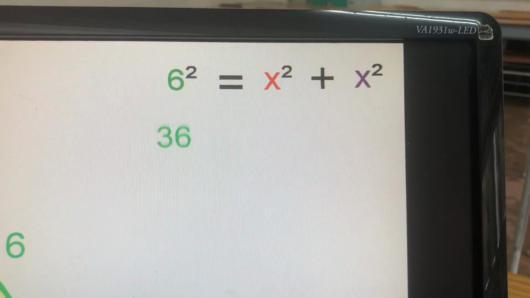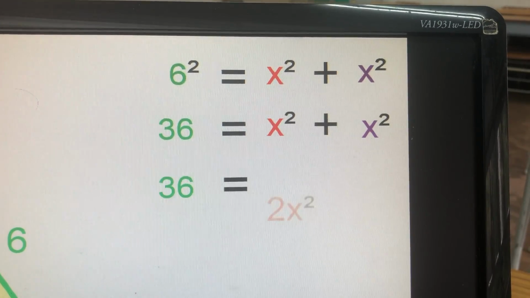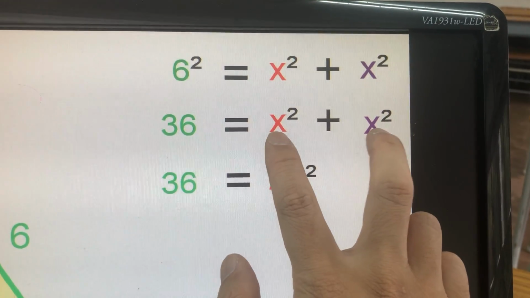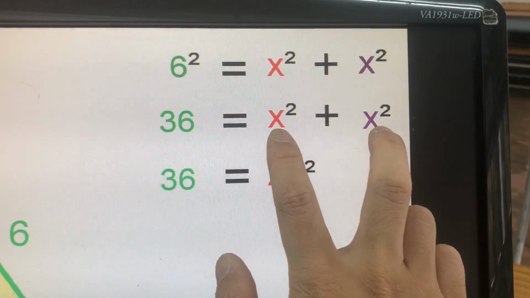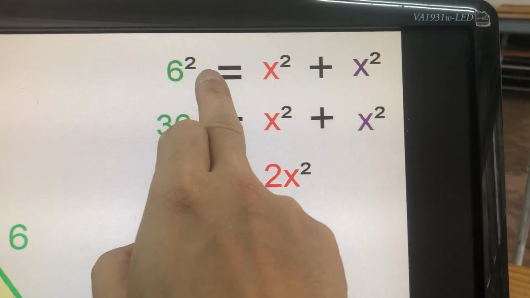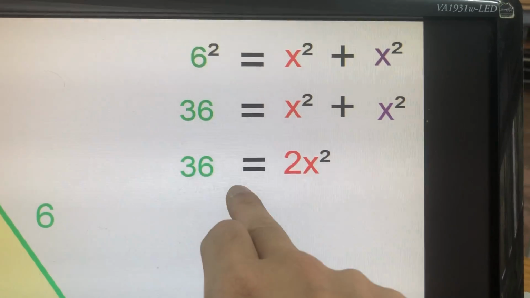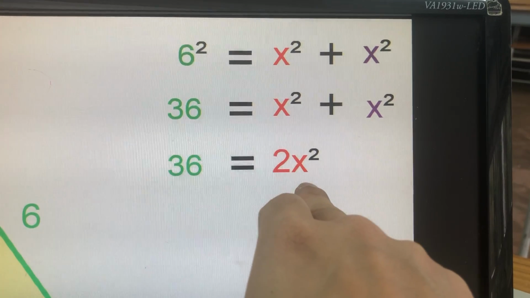So altogether, they become 2 apples. Okay, 1x squared plus 1x squared becomes 2x squared. And then 6 to the power 2 means 6 times 6, which is 36. So we have 36 equals 2x to the power of 2.